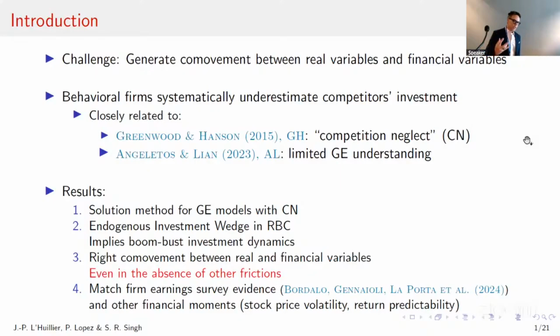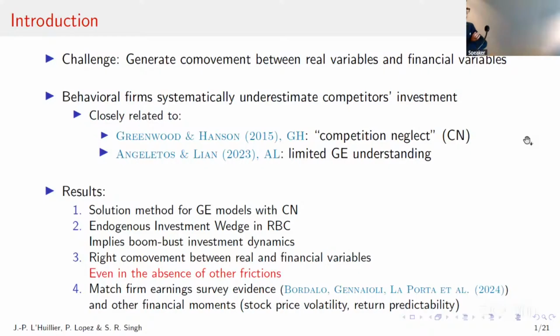Our job, the way we see it, is we're going to take the Greenwood-Hansen specification of the investment problem, which is actually a very nice one, and we want to do two things. Number one, we want to figure out how you do it in general equilibrium. The Greenwood-Hansen paper is in partial equilibrium, and so there are some technical things that one needs to deal with before getting a general equilibrium solution. And number two, we want to figure out what it brings to the table for macroeconomics.